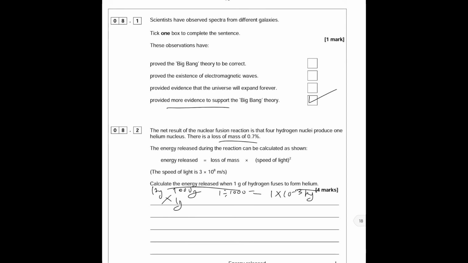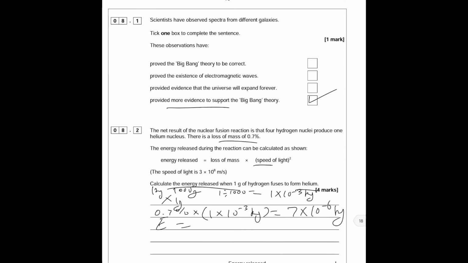Now remember, there's a loss of mass of 0.7%. So you have 0.7% multiplied by, in brackets, 1 times 10 raised to the power minus 3 kilograms. Just put that in your calculator and it should give you an approximate answer, or you can calculate it physically, it depends on your choice. So it should give us about 7 times 10 raised to the power minus 6 kilograms.